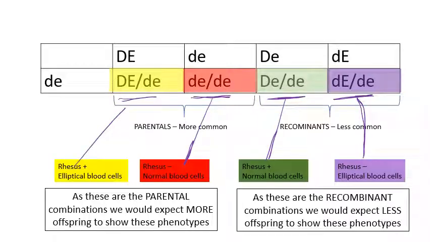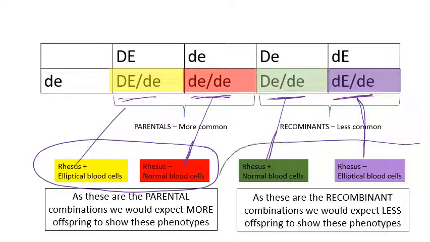Okay, remember our yellow and red combinations are our parental combinations, so they are what will be produced when crossing over does not occur in Sarah, and it is more likely to see these particular phenotypes in the offspring than the green and the purple, because the green and the purple would only be produced if crossing over occurred in Sarah's gamete formation process, or in meiosis. They are the recombinants and they're less likely to occur. So we would expect to see a higher number of individuals having these 2 phenotypes and a lower number of individuals seeing these 2 phenotypes.